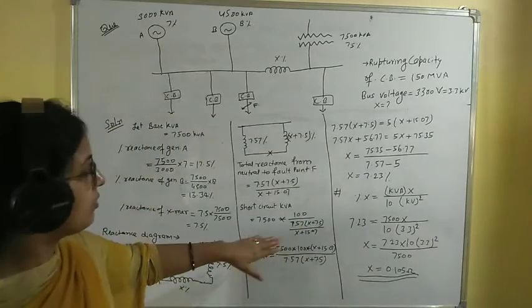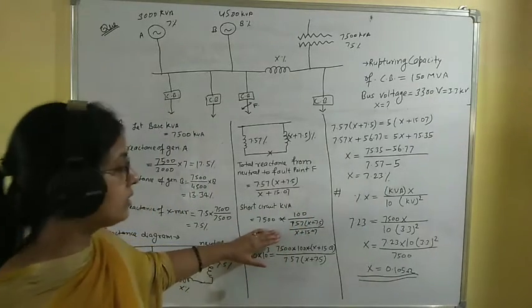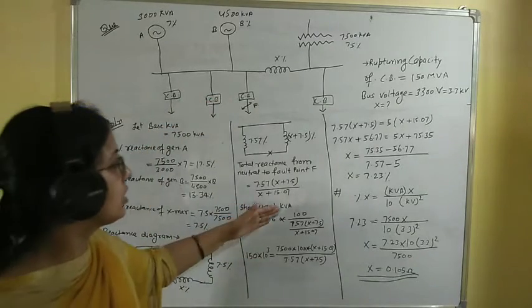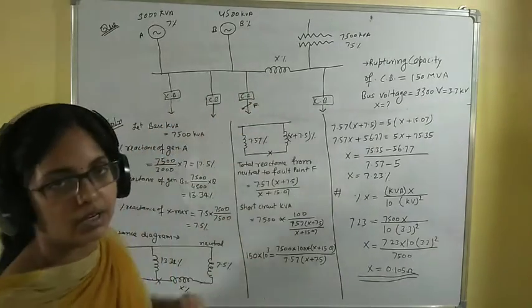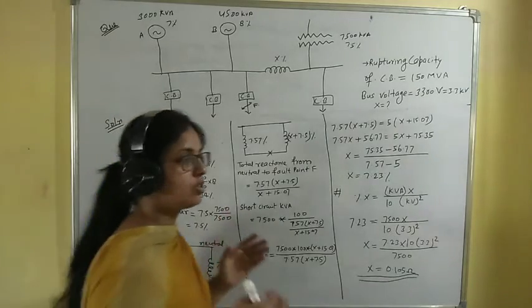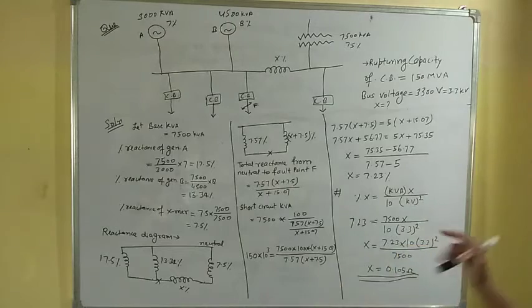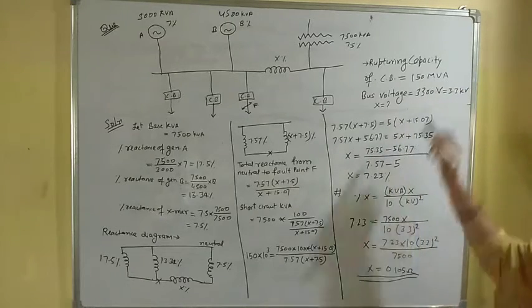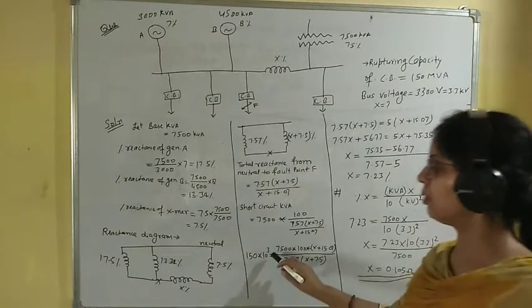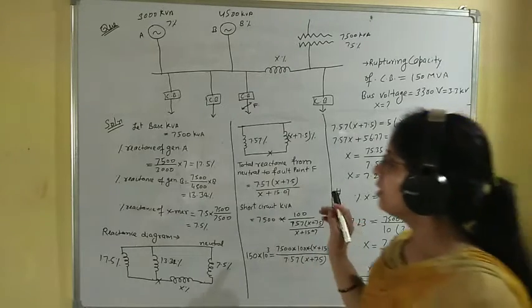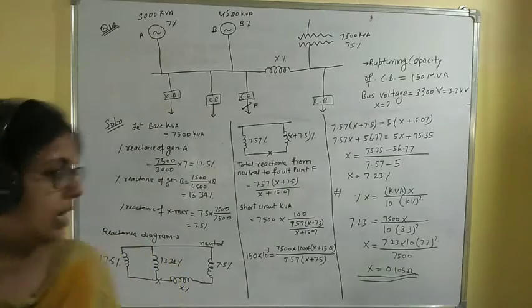The short circuit kVA is given. What should be the short circuit kVA of the circuit breaker? The maximum short circuit kVA should be 150 MVA, that means 150 into 10 to the power 3 kVA. That is the maximum rating.